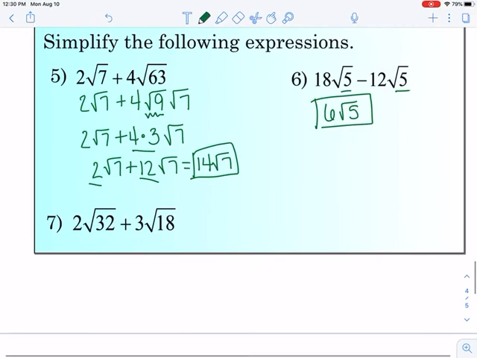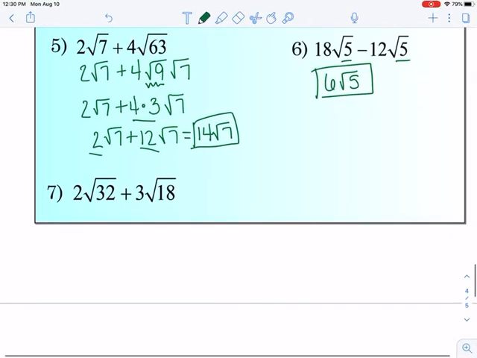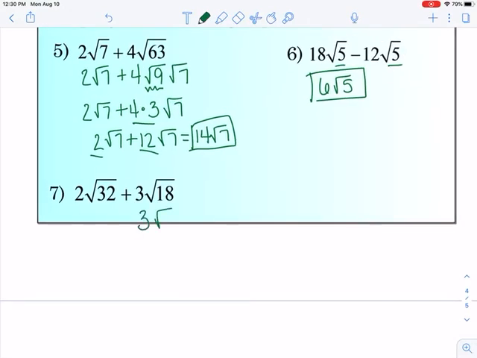Okay, so in number 7, I have 2 radical 32 and 3 radical 18. Again, for me, it is always easiest to deal with the smaller radical first. So let's break down the 3 radical 18 first. Perfect square that's a factor of 18 is going to be 9. So this second piece is going to break down into 3 times radical 9 times radical 2. I'll bring down that plus sign.